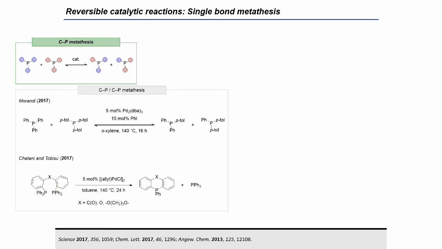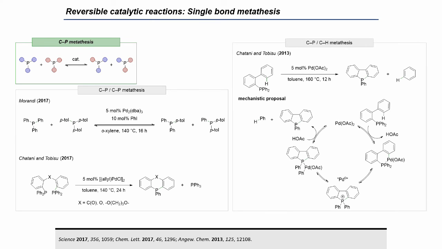Simultaneously, the groups of Catani and Tobisu also reported a palladium-catalyzed C(sp2)–P ring-closing metathesis for the formation of phosphorus heterocycles from bisphosphines. In contrast to the work of Morandi and co-workers, a chelation-assisted C(sp2)–P oxidative addition was proposed, as the addition of aryl iodide to form phosphonium intermediates was not necessary.